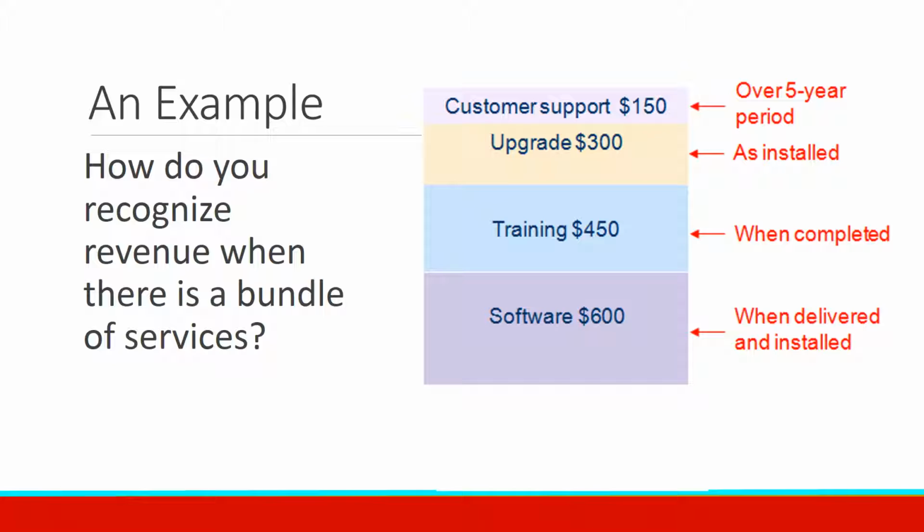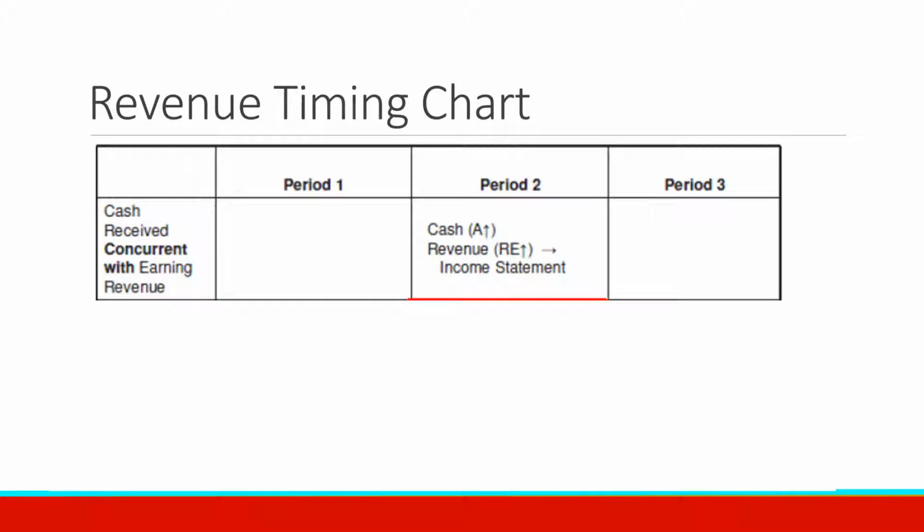And finally, there's customer support. In this example, we're saying the customer support is over 5 years. So what that means is the firm will take $30 a year and recognize it, generally spread over on a monthly basis. Month by month, they'll spread that $30 out over the year and say that's the customer support revenue. And so it will be like an annuity recognized in bits and pieces over time, generally equally every month over 5 years.